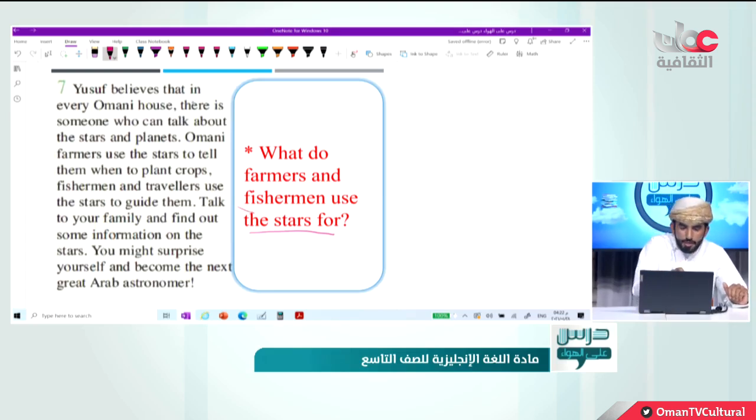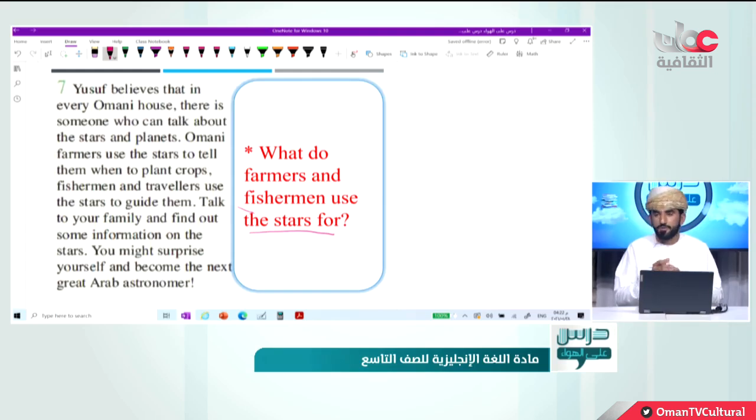Yusuf believes that in every Omani house, there is someone who can talk about the stars and planets. Omani farmers use the stars to tell them when to plant crops. Fishermen and travelers use the stars to guide them. Talk to your family and find out some information on the stars. You might surprise yourself and become the next great Arab astronomer. Where is stars for? We cannot find it. Okay, teacher, we cannot apply the same strategy. What should we do, teacher?